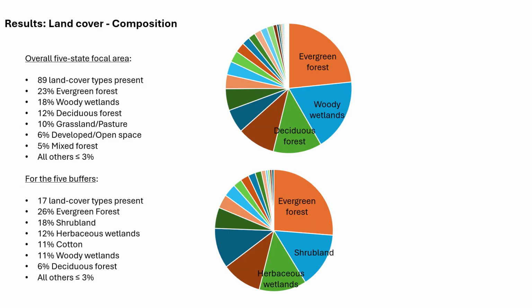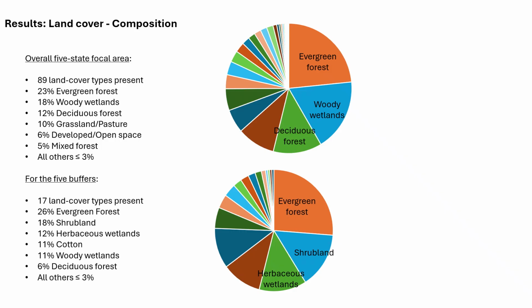Now I will show the results for landscape composition. Here I compared land cover composition at 2 scales. In the overall 5 states focal area, the landscape was dominated by evergreen forest, followed by woody wetlands and deciduous forest, with grassland and developed open spaces also contributing. There were 89 land cover types, but most of them were less than 3%.